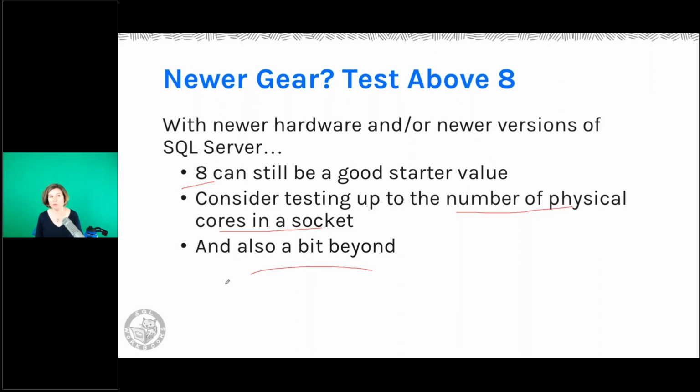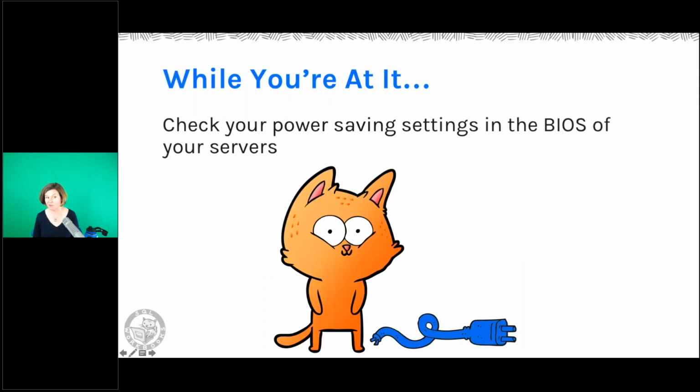But of course, what we really want to know is, for the biggest queries in our workload, how do they test? Not just any old query, because different hardware and different queries will do things differently.